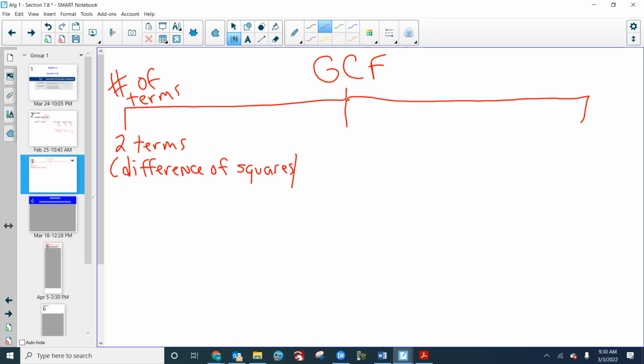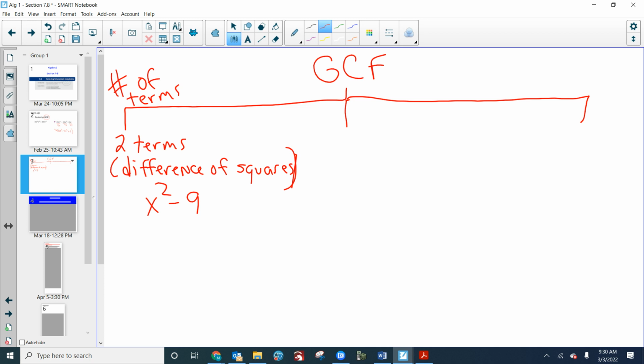We always want to look for a difference of squares. Okay? And you guys, here's an example of a difference of squares, right? Remember, there has to be subtraction, and they have to be perfect squares. Okay?